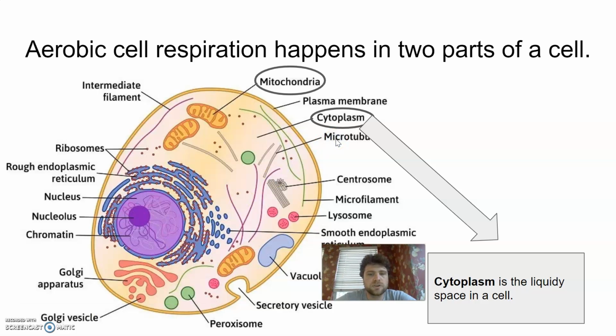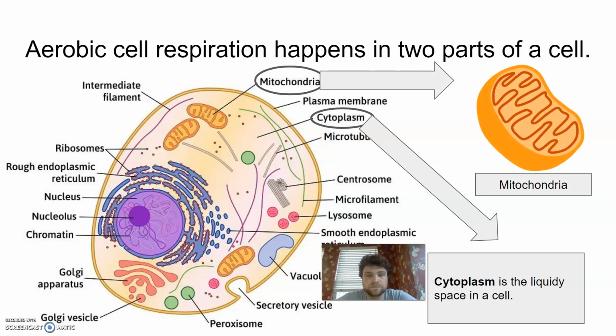And the mitochondria is the second spot of aerobic cell respiration. Okay, that is our organelle. You've probably heard of mitochondria as the powerhouse of the cell. Really think of mitochondria as a battery recharger. Okay, this is a place where ATP battery molecules get recharged.